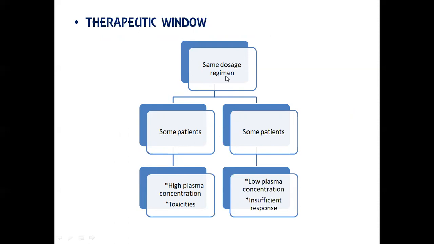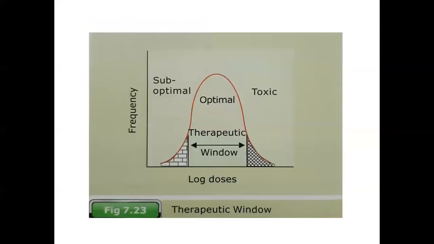At the same dosage, we give the drug to another group of patients; those patients develop a low plasma concentration of the drug, and it leads to an insufficient response. Here, we give the same drug but the responses vary, most of the time because of genetics. Next, we have to maintain this therapeutic window.